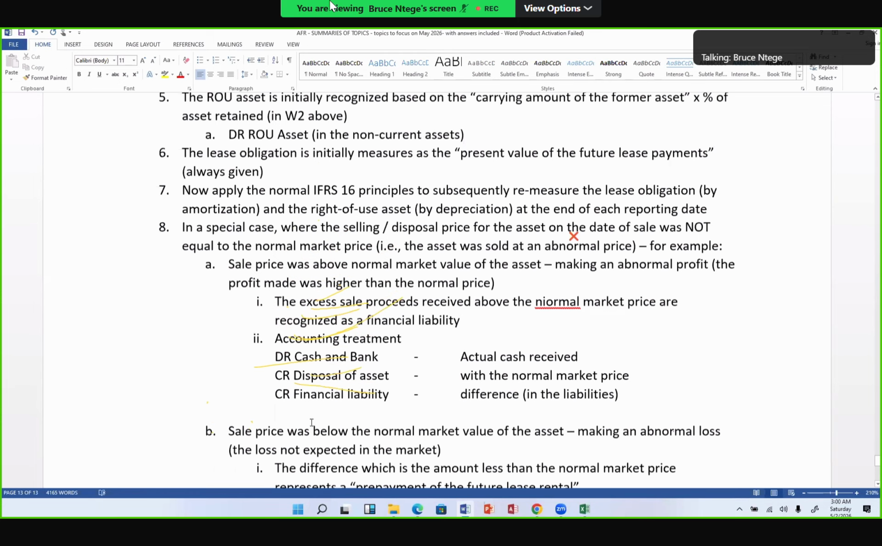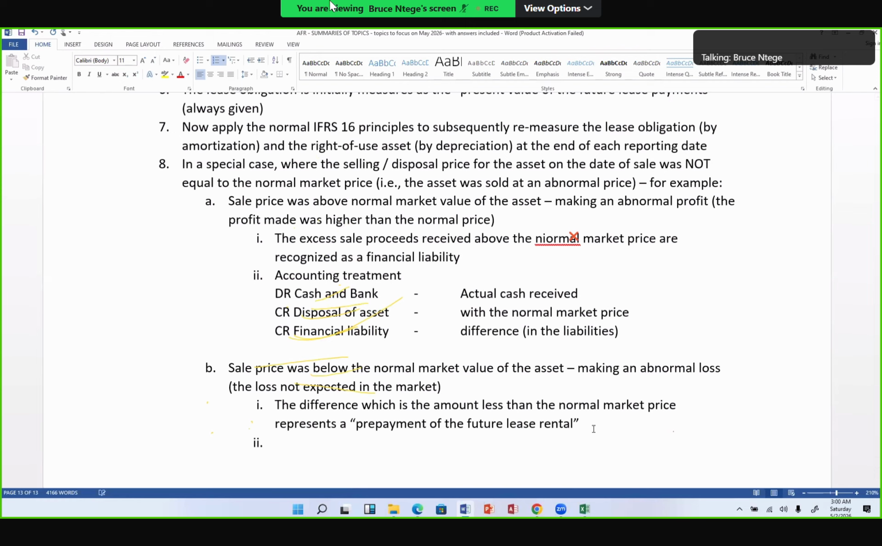Otherwise, for the second scenario where I have an abnormal loss, again I'm going to debit cash at bank. So the accounting treatment here is that I'm debiting cash at bank with the actual cash I've received. Maybe I needed to put figures. Let me go back to the first.